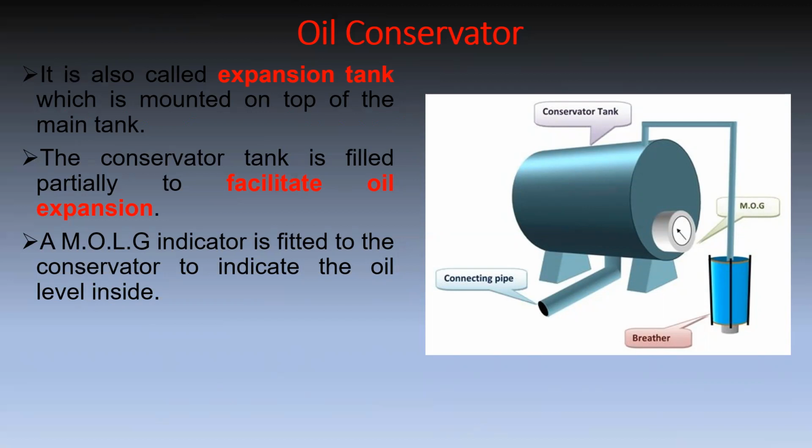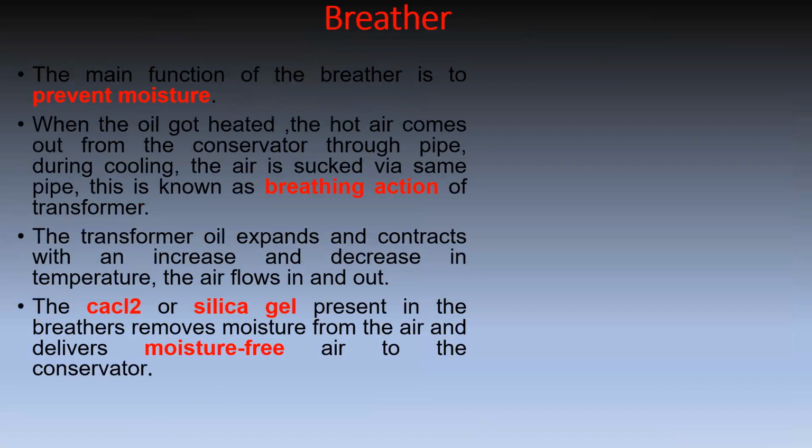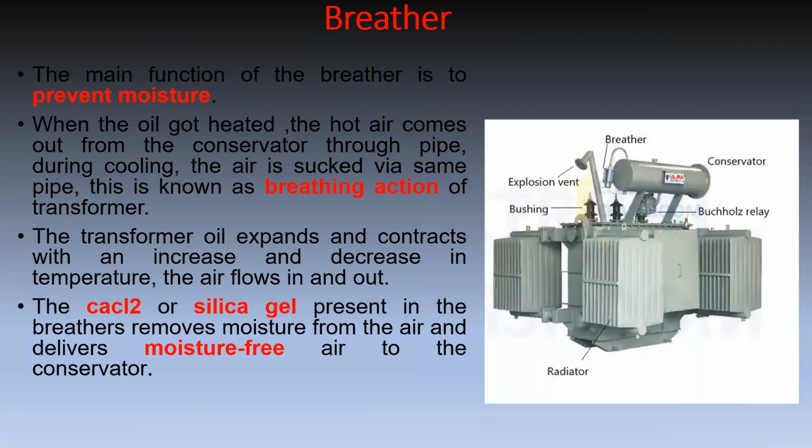The oil level will keep on changing. At the time of expansion, the oil may increase, and at the time of contraction, the oil may decrease. For that purpose, for the expansion and contraction of the oil, the conservator tank is used, and this is mounted on the top of the main tank.